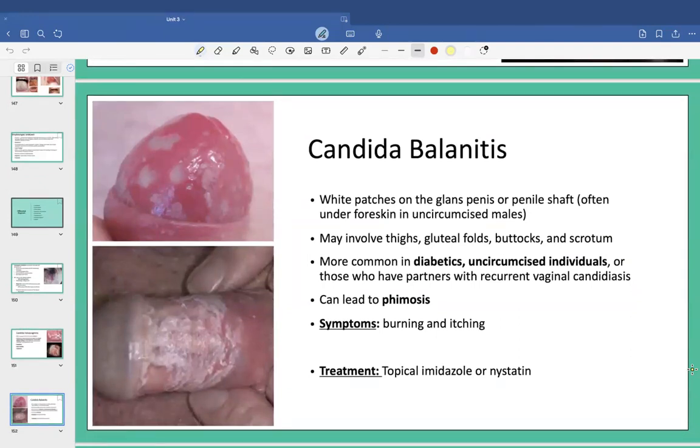Who remembers what phimosis is? You can't pull the foreskin back. It can't be retracted. Do we need to treat the partners? Yes. Sexual partners of men with balanitis should be offered testing to reduce the likelihood of reinfection. And we're gonna treat them with miconazole or nystatin.